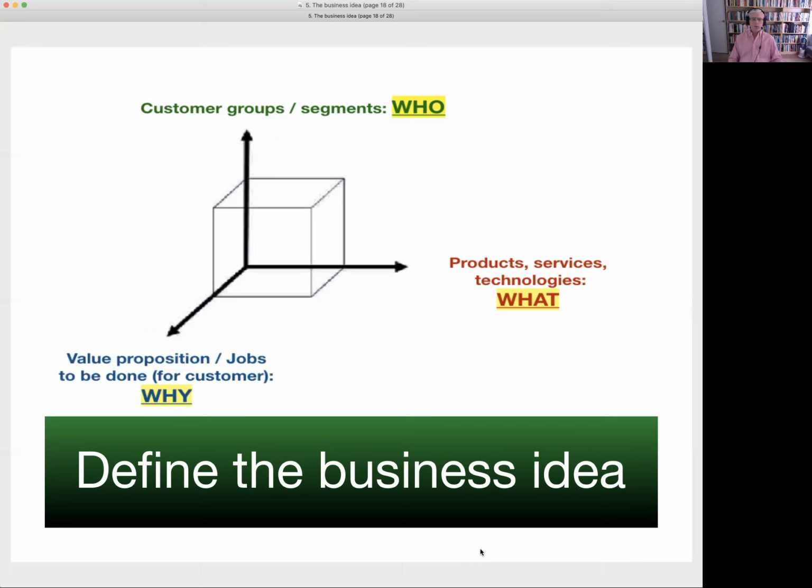We do this because we want to create a value proposition for the customer. We want to do a job to be done for the customer, or solve a problem for the customer. That's the why, and that is the business idea. Now, I like to think of the business idea as the least perishable of all those dimensions, because while the customers you serve may change, or your products may change, your business idea is really the core of what you have as a business. So that's how we're going to define the business idea.